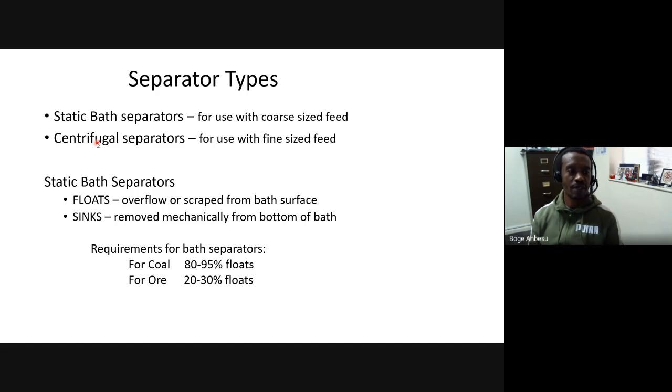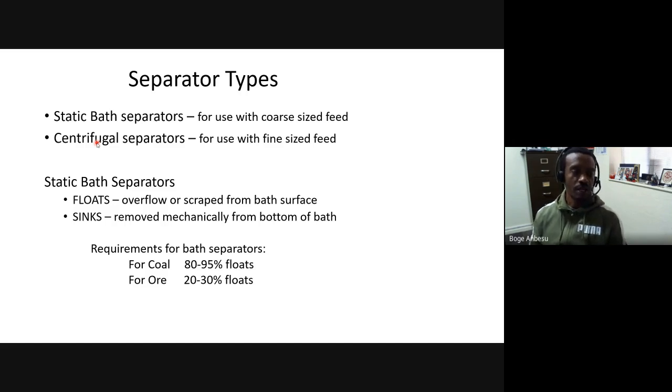All you need to provide is a space for the particles to move with the media. And at the end of the day, all you need is a mechanism to remove the floating material and the sinking material. So you could actually use a big bath or a big cylinder or something like that to cause separation based on specific gravity. You don't need any fancy equipment.